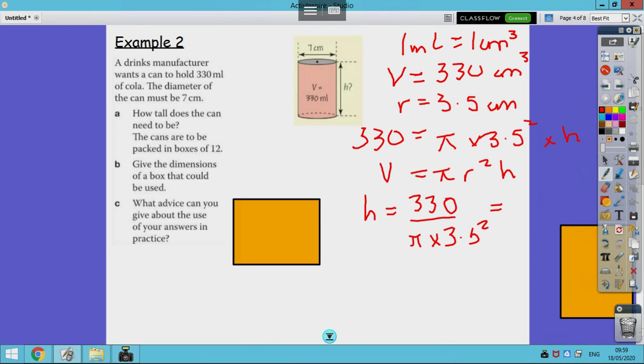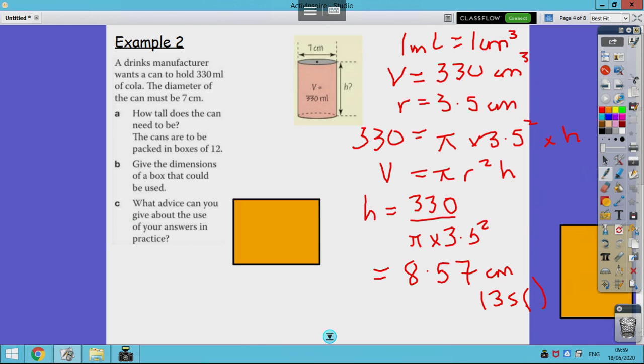Once you do that, you get 8.57 centimetres to 3 SF. So we found the height just by working backwards from the volume of a cylinder.